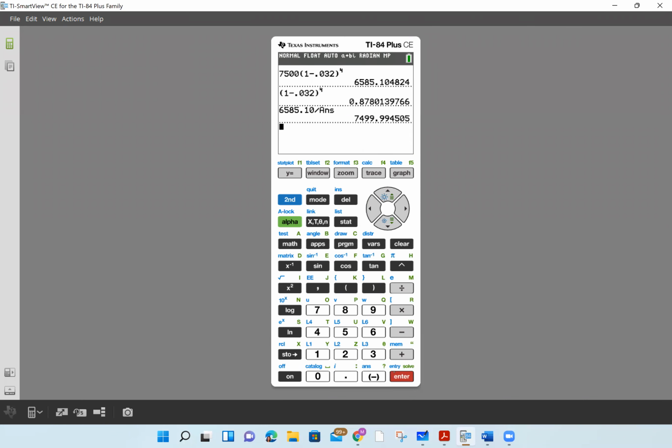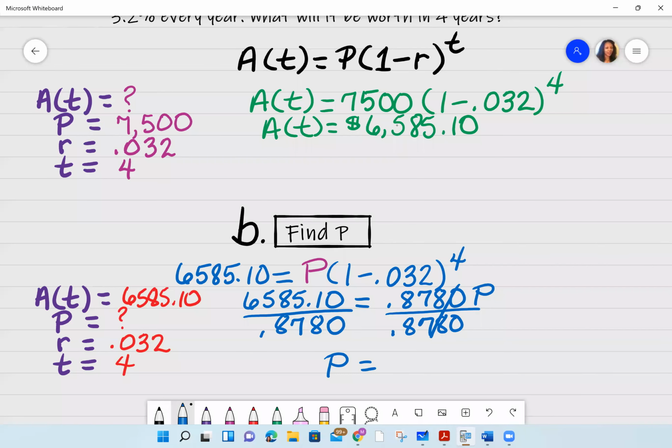And when I round that, it's going to be 7,500 because the 9 after the decimal will add 1 to the number in front. So that's going to make it 7,500. But again, we already knew that because I'm using the exact same problem. I'm just showing you how to find different variables. So 7,500 is what is P.